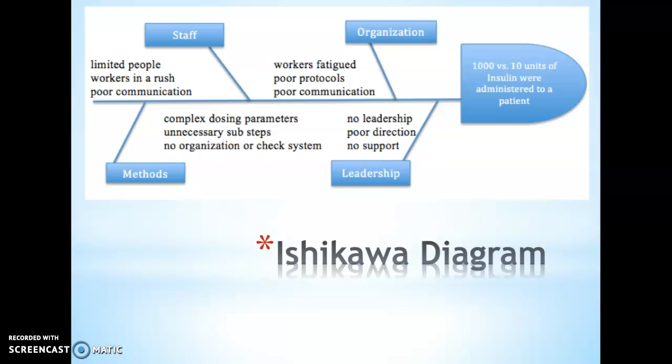Regarding leadership, there was no leadership from the attending physician during the time of the insulin administration. There was poor direction and little support. And regarding the methods, there were complex dosing parameters that were impractical for the anesthesiologist to use, and unnecessary sub-steps in terms of needing to further dilute the concentration to measure out the 10 units. And there was no organization or check system that could have prevented this before he actually went and followed through with administering the solution to the patient.